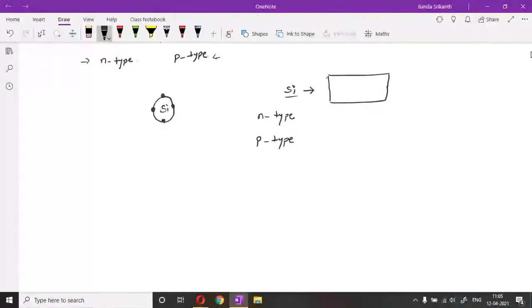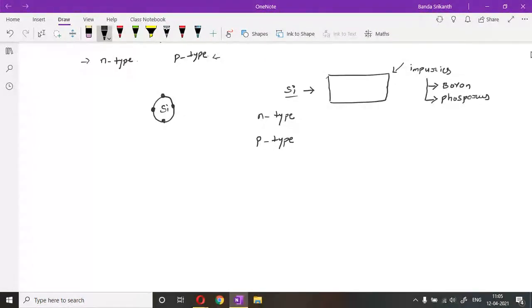So how can you make it? That is the question. The answer is simple: by adding impurities. So what are those impurities? Those impurities are boron and phosphorus.